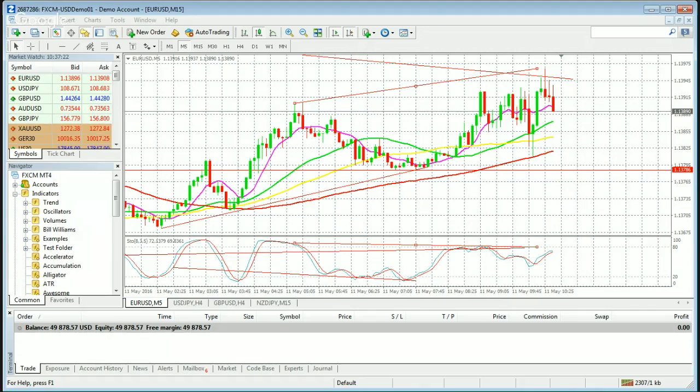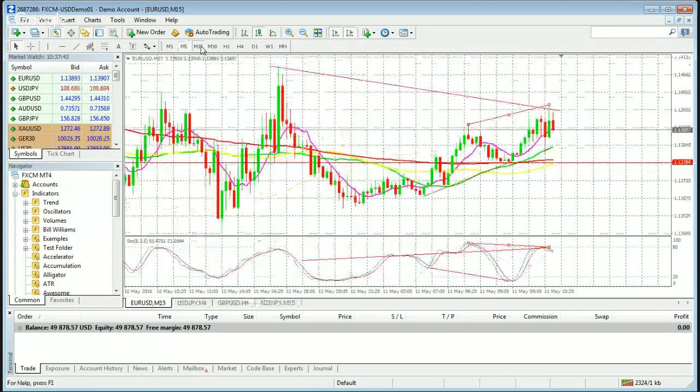Getting a push down happening now. Let's keep an eye on it. Just check the 15 again. Still looks good.